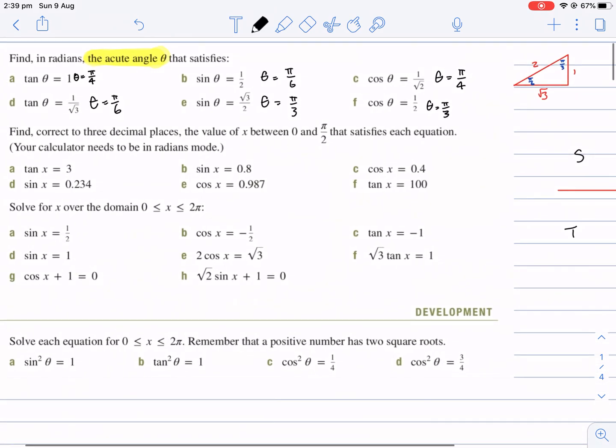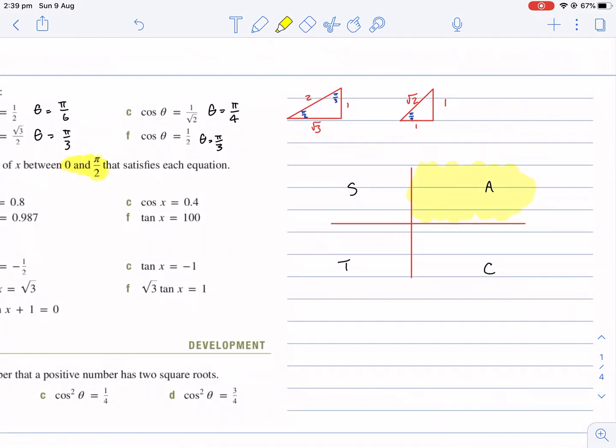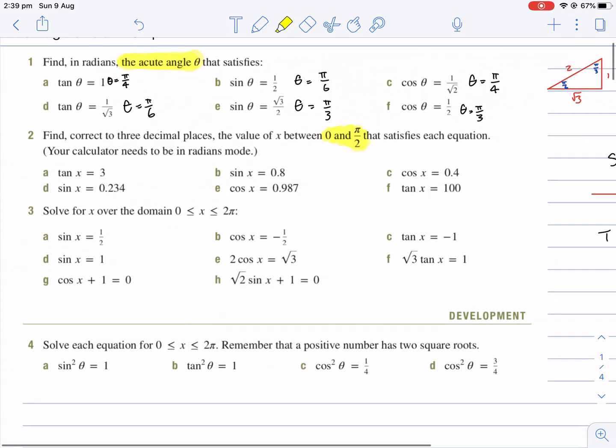This time, we need to figure out the value between theta and pi on 2 that satisfies this equation. Now that again tells us that it's acute. So we're just in here, so we don't need to figure out all the other ones that would work, yeah? You do need your calculator to be in radians mode. So we're doing x equals arctan 3.